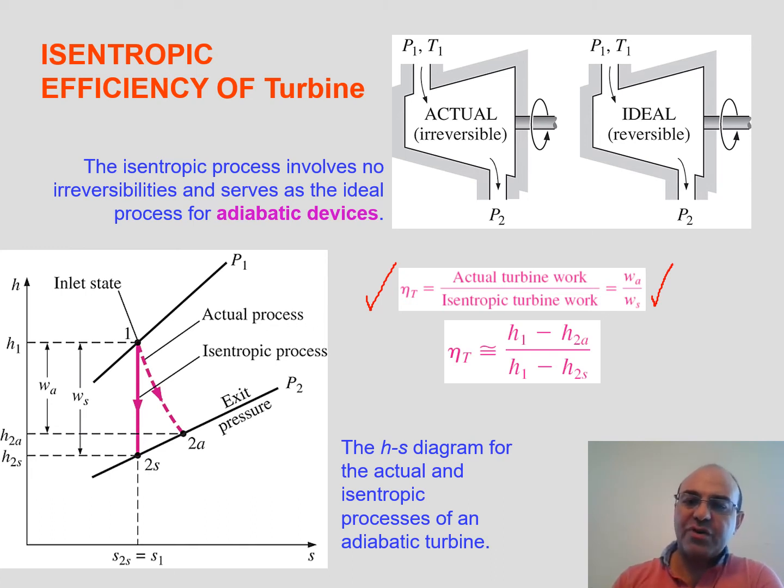So how do we find the actual work and isentropic work? From the first law of thermodynamics. A turbine is a steady flow device, so energy in per unit time is equal to energy out per unit time. Energy in is simply H1, energy out is H2 plus W actual, or H2 plus WS for the isentropic turbine. As a result, the turbine work is simply equal to H1 minus H2, and everything here is per unit mass. So the isentropic efficiency of the turbine is equal to (H1 minus H2A, actual) divided by (H1 minus H2S, isentropic). We can show it on the Mollier diagram, the h-s diagram.